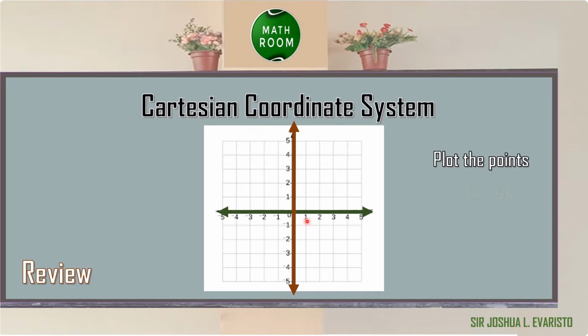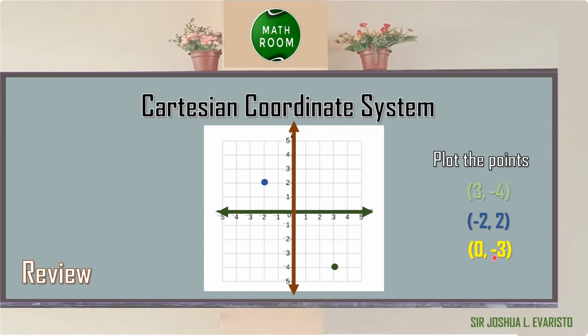Suppose that we're going to plot the points (3, -4). So we have 3 for x and -4 for y. So the point is on quadrant 4. Next is (-2, 2). So we have -2 for x and positive 2 for y. So the point is on quadrant 2.